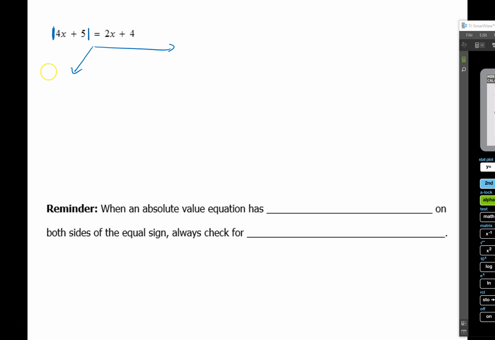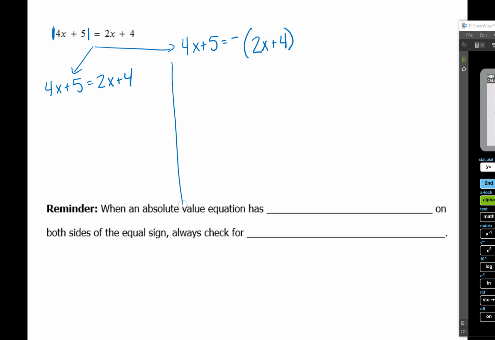The positive case is going to be 4x plus 5 is equal to 2x plus 4. The negative case is going to be 4x plus 5 is equal to negative the whole thing, 2x plus 4. We'll solve that one in a second. Let's focus on this positive case first.